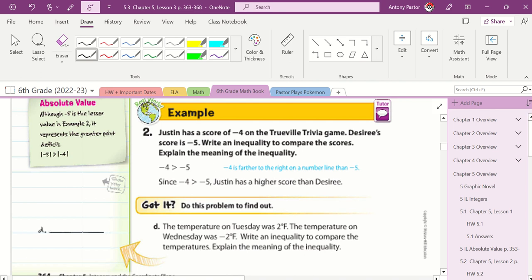Since negative 4 is farther to the right on a number line than negative 5, negative 4 is greater than negative 5. Justin has a higher score than Desiree. That is the part where it says explain the meaning of this inequality, and that's where this comes in. Justin has a higher score than Desiree.